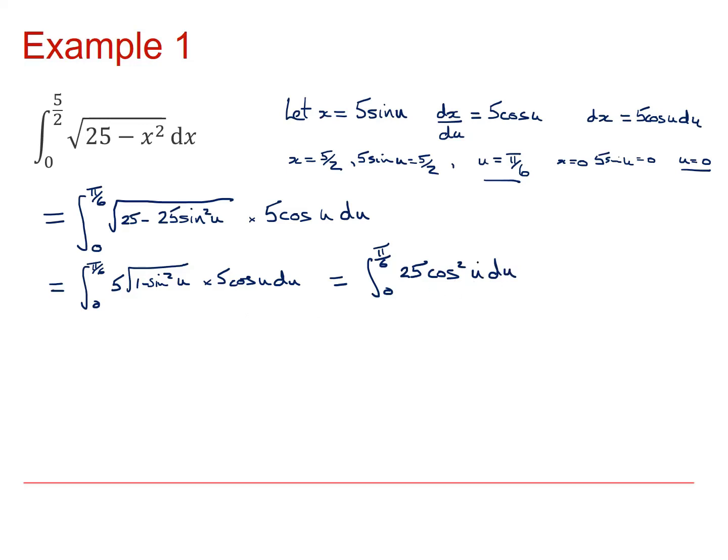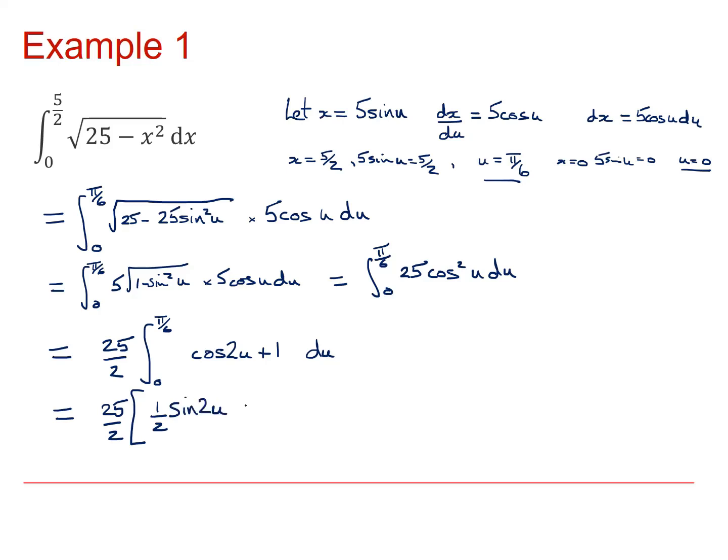Now, we've seen how to integrate cos squared in a previous video. We use the double angle formula, cos 2u is equal to 2 cos squared u minus 1, and rearrange that. So this thing becomes 25 over 2, remember we get a half from that double angle formula, and then we're going to get cos 2u plus 1 du. So now we do the integral. I'm going to get 25 over 2. Integrate cos 2u, I get a half sine 2u plus u. And that's between 0 and pi by 6.